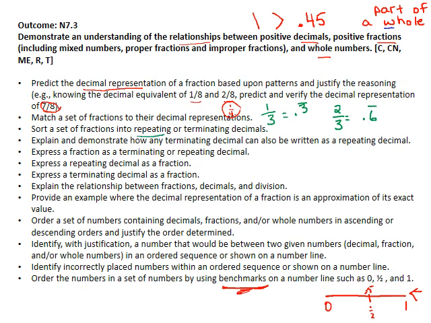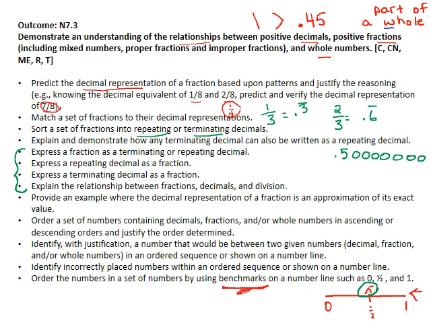Knowing if a fraction is repeating, like these two were, or terminating, which means it ends like this guy did down here, 0.5. Explaining how a terminating decimal could be written as a repeating decimal. Well, here you go. Here it is. Right? Zeros could repeat. Expressing a fraction as terminating or repeating, expressing a repeating decimal as a fraction, expressing a terminating decimal as a fraction. So all of these are just saying kind of the same thing. There's one or two strategies and you'll be able to do all of these things.